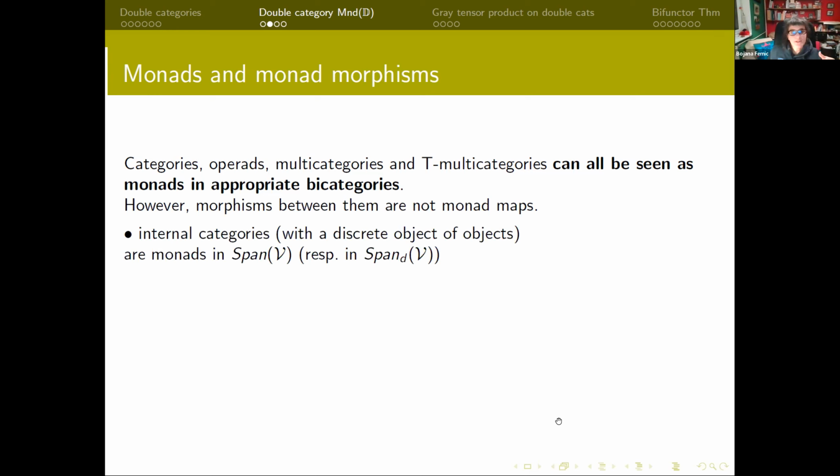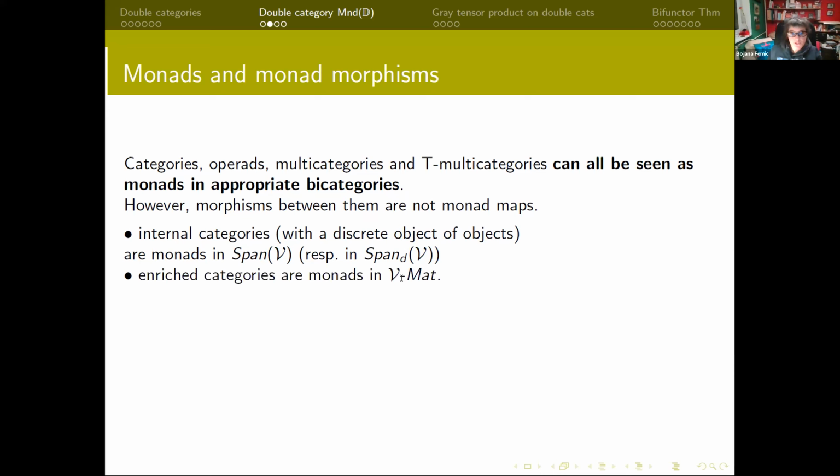Two more examples here that Matthew mentioned yesterday. Internal categories, there is a variation with a discrete object of objects. They are monads in the bicategory of spans in a category V which has pullbacks. And respectively, in the discrete case, we have this variation with Set. The difference here is that in the usual bicategory, the objects are the objects of the category V, while in the discrete case, the objects are just sets.